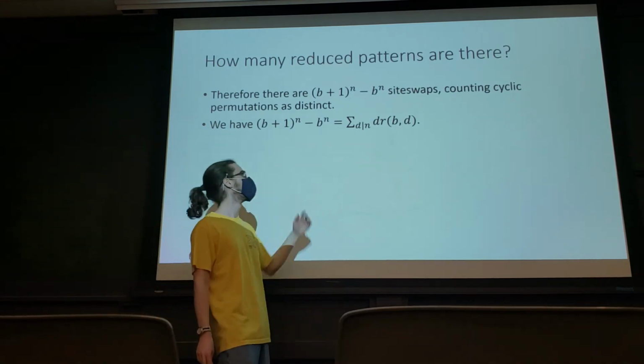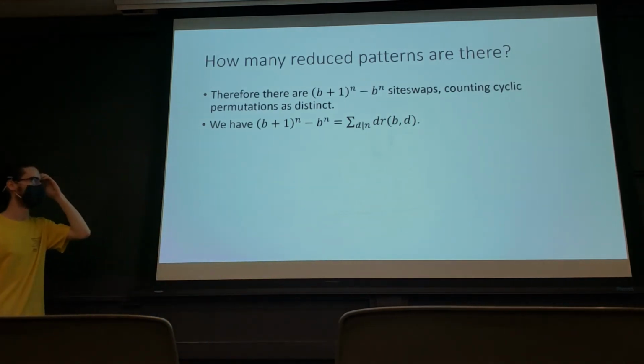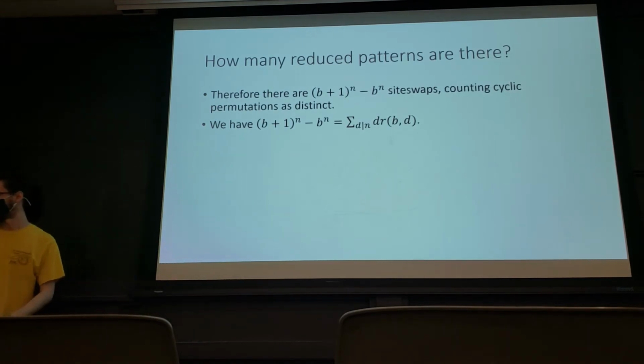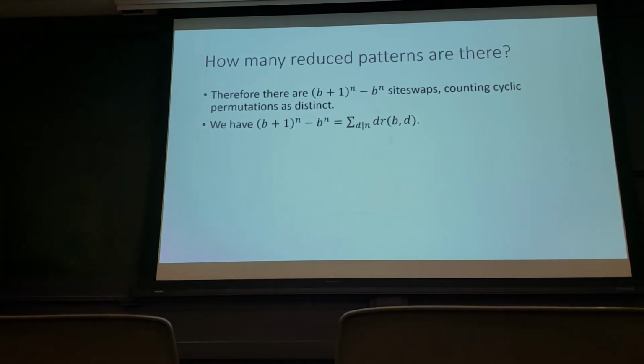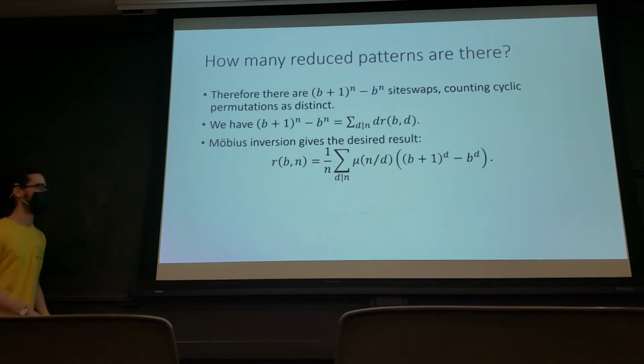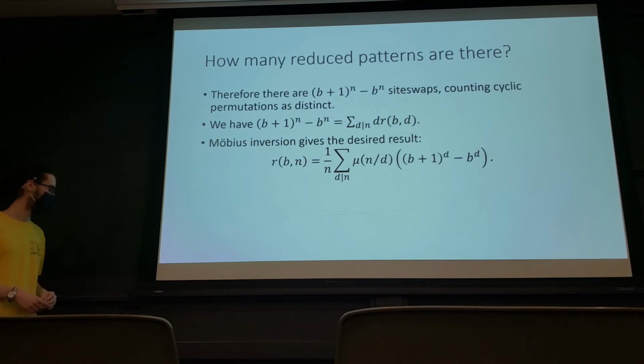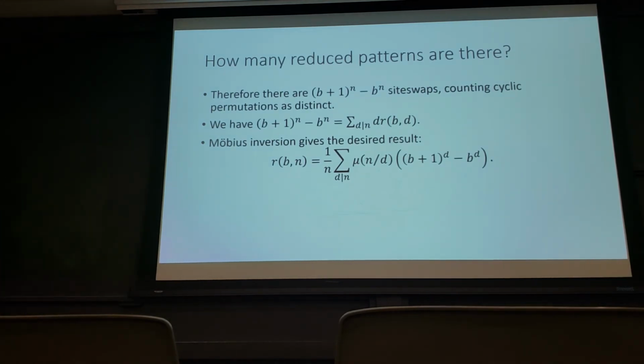And then there's a nice trick in combinatorics called Mobius inversion, which lets us solve for r in terms of the left-hand side. And if you do that, you get exactly this. Now this is where the Mobius function is coming from. It just comes from this Mobius inversion step. Right, so that's reduced patterns.